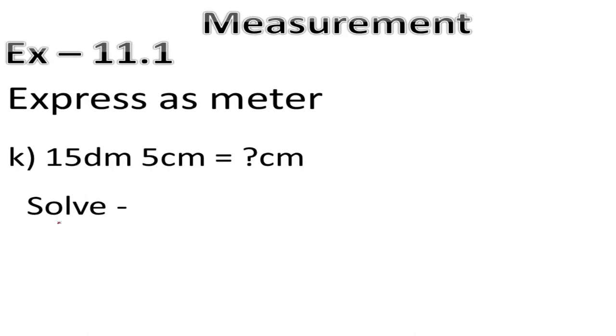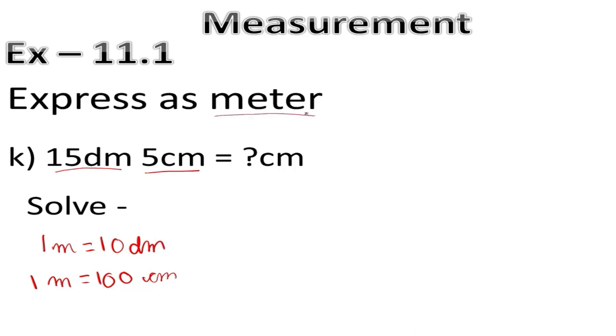To convert it, as we all know, 1 meter equals 10 decimeter and 1 meter equals 100 centimeter. So to convert 15 decimeter and 5 centimeter to meter, first we will convert 15 decimeter to centimeter and then add 5 centimeter to it, and then we will convert that number to meter. So as we all know, 1 decimeter equals 10 centimeter. So we will multiply 15 by 10.